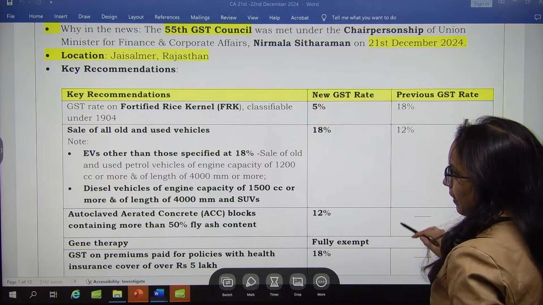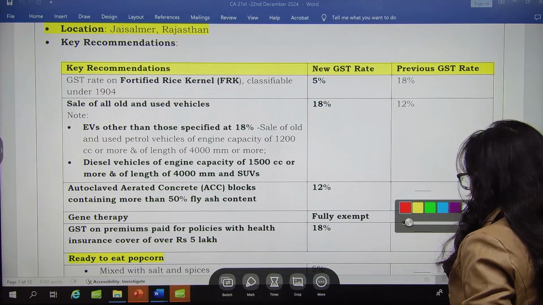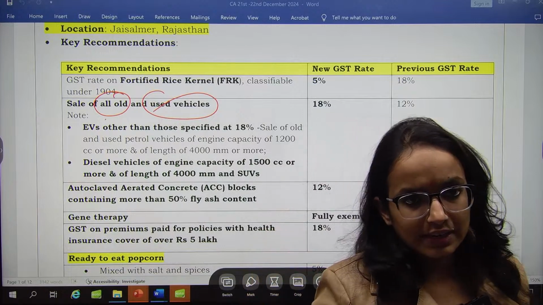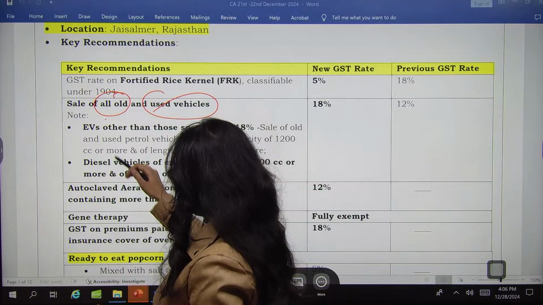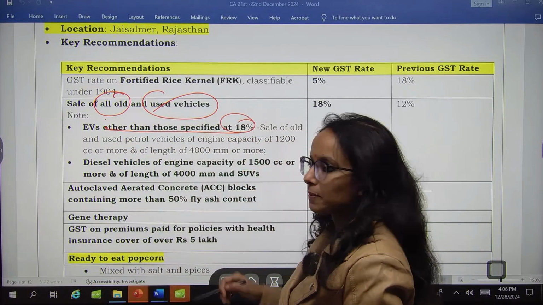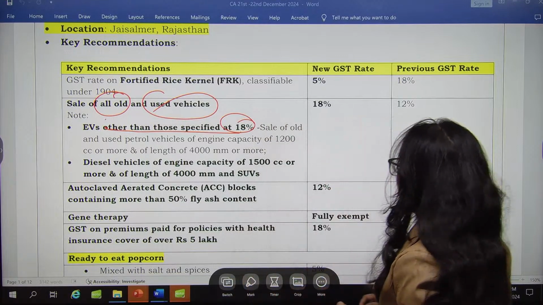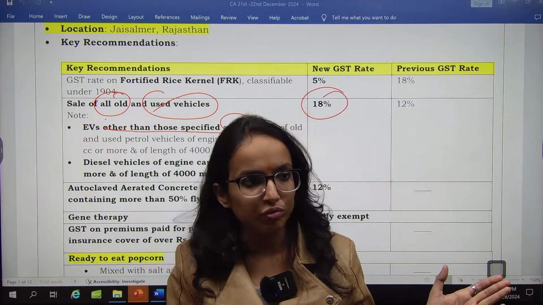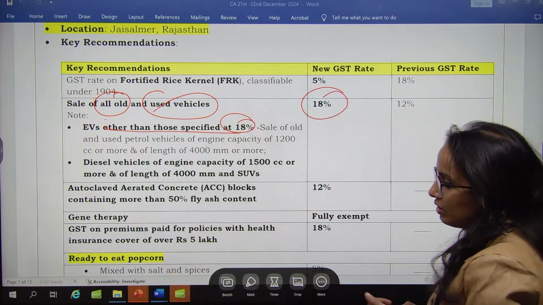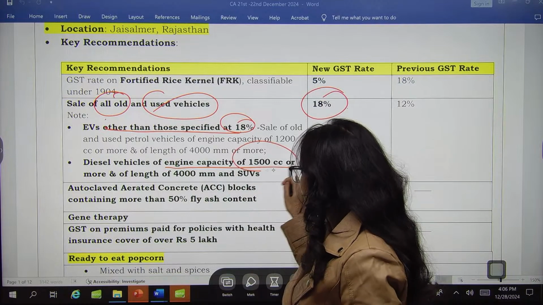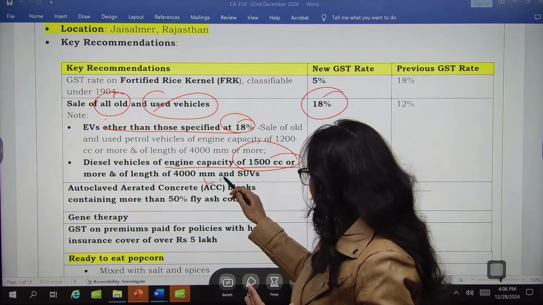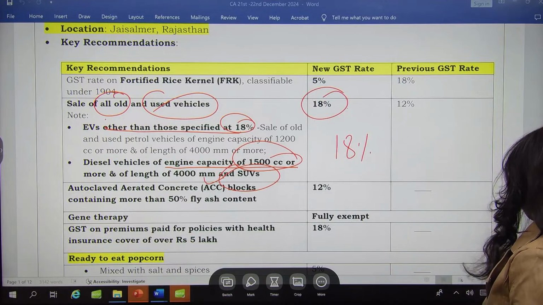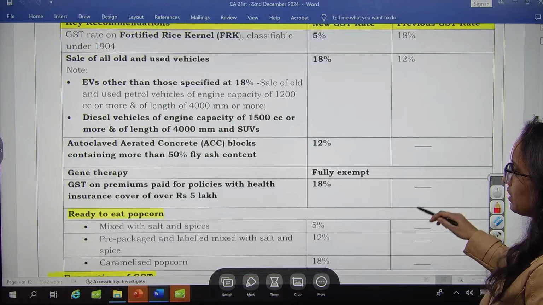Then next category, sale of all old and used vehicles. If you are selling EVs other than those specified, 18%, okay? So for old or new vehicles, how much GST on sale? Presently 18%. So it has increased. Earlier it was 12%. And also diesel vehicles of engine capacity of 1500 cc or more, of length of 4000 mm, and SUVs, for these also 18% GST. Earlier it was 12%. So remember, this category is attracting 18% GST.